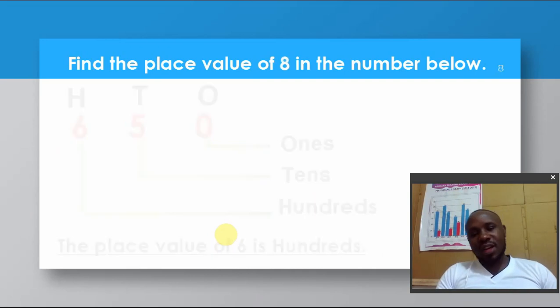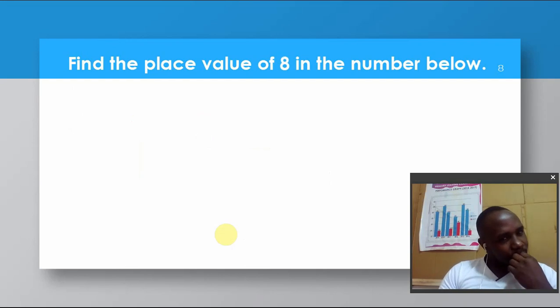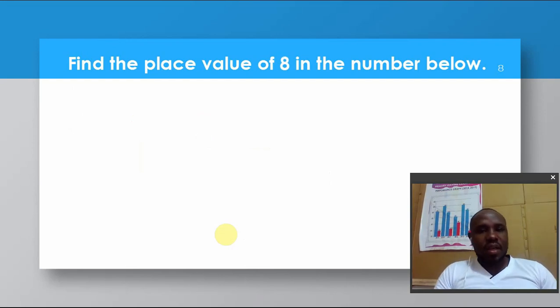Okay, let's look at another example. Can we read together? You read. Yeah, good. Now we have here, find the place value of 8 in the number below. They can say in the digits below, meaning they are going to give us very many digits, but in those digits we must look for the place value of only 8. That's what they want. Let's go.